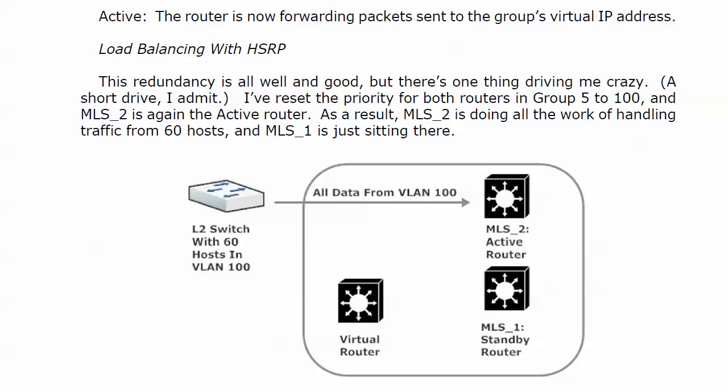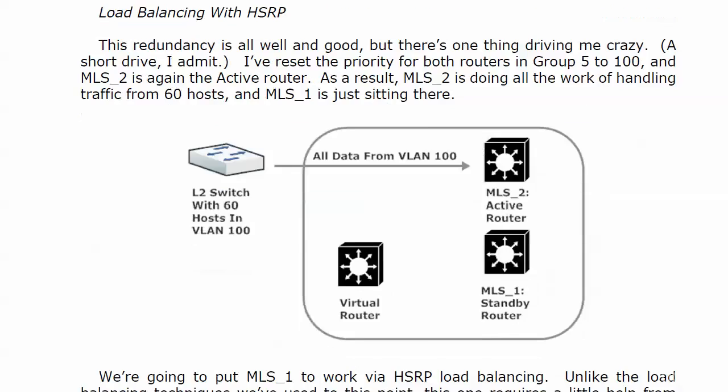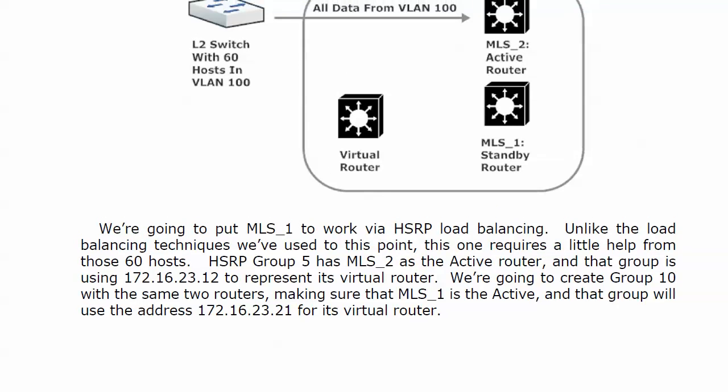We would like to do a little bit of balancing here. Now, this balancing is going to be a little bit different because it does require a little bit of cooperation from the hosts. And we'll talk about that after we get the switches up and running, because I guess tricking may be a harsh way to put it, but we're kind of tricking HSRP a little bit here as far as I'm concerned, because what we're going to do is create another group. Right now, HSRP Group 5 has switch 2 as the active router, and that group is using 172.16.23.12 to represent its virtual router.